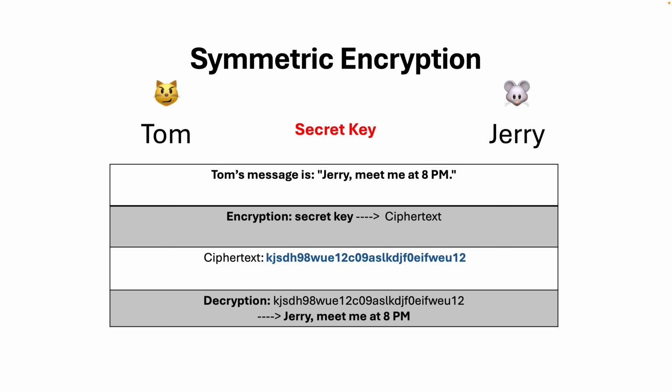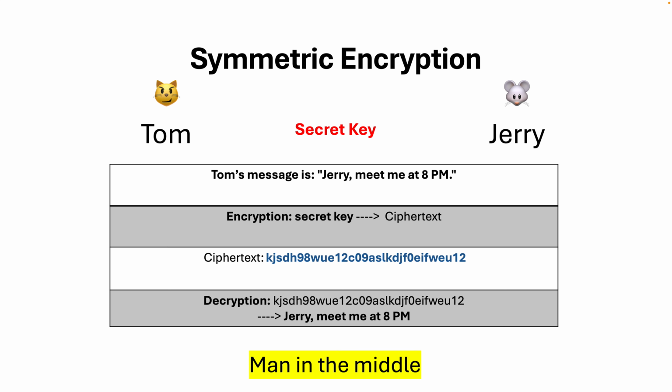However, there is one big issue. How do they share the secret key in the first place? If Tom generates the secret key, how can he send it to Jerry safely? If he just sends the key along with the first message, anyone listening on the network could steal the key, and once they have it, they can decrypt every message.